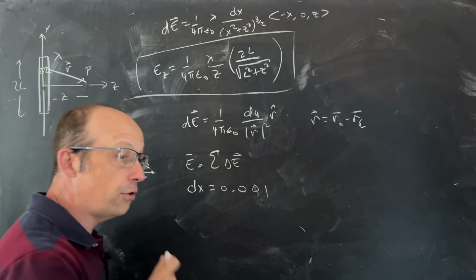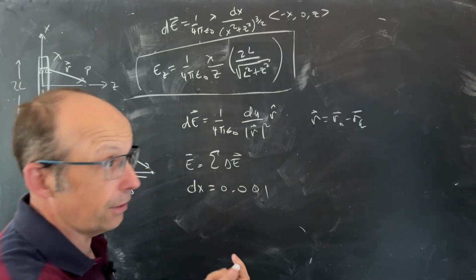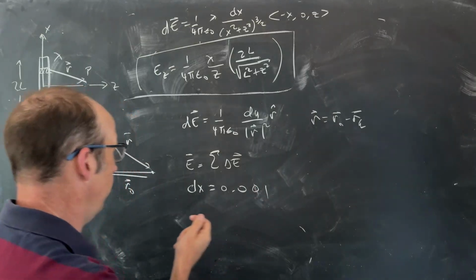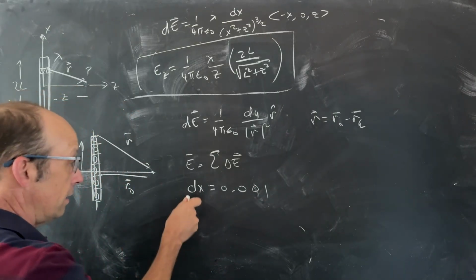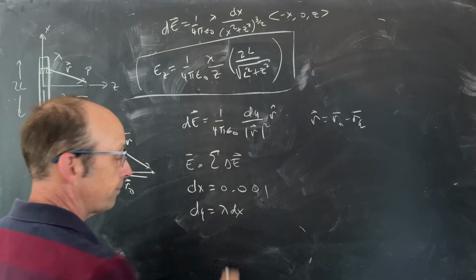We do need to use numerical values here. So I'm going to pick values for everything. We can't do this with just variables. They have to have numerical values. If I have that, dQ is just going to be lambda times dx.